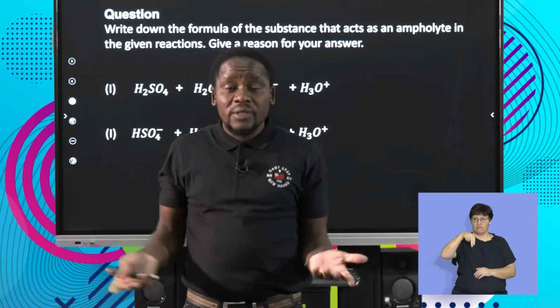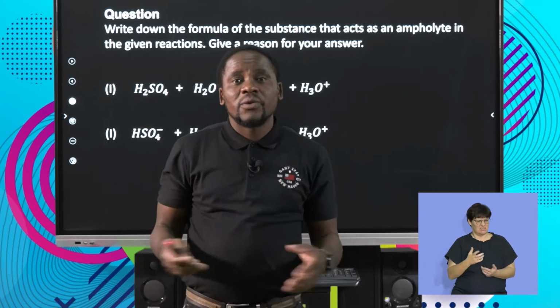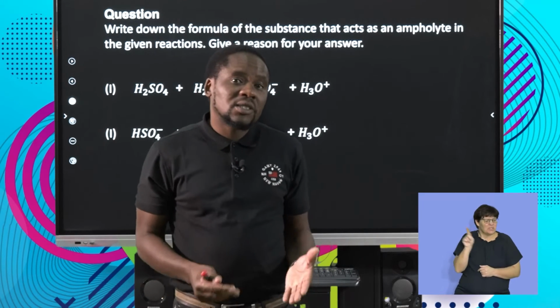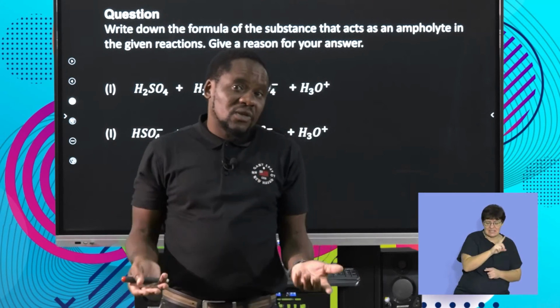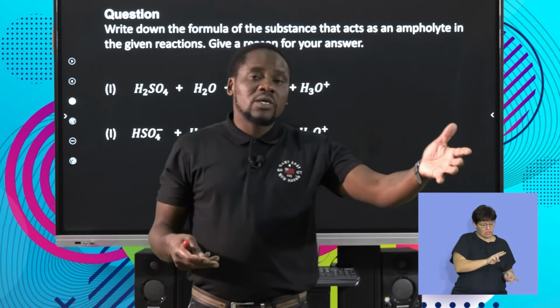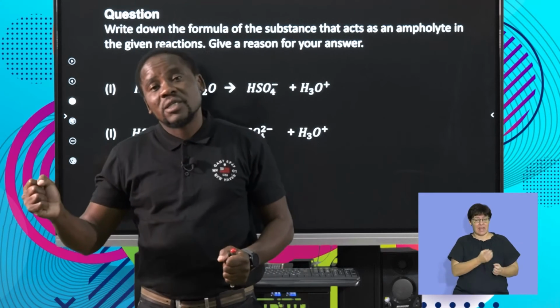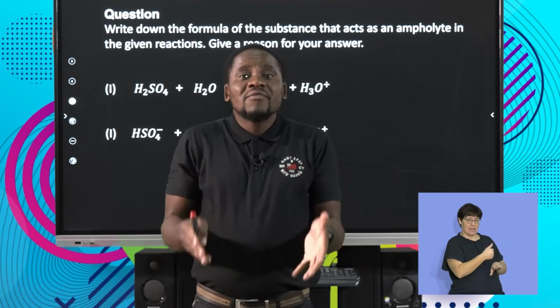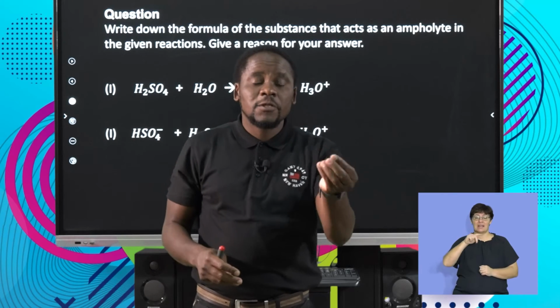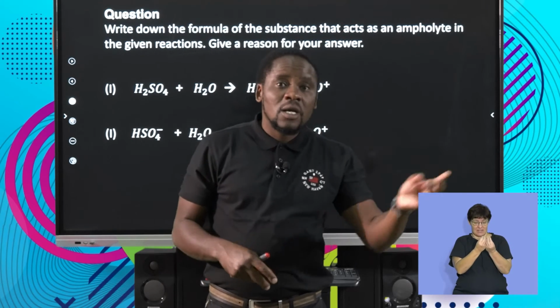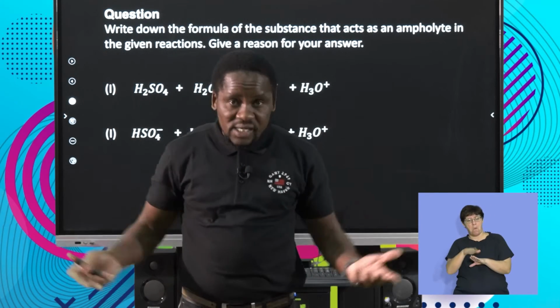Then we need to ask ourselves what an ampholyte is. You know, in the context of acids and bases with respect to the transfer of protons, there is a proton donor, which is an acid. There's a proton acceptor, which is a base. So an ampholyte is typically that substance that can act as an acid or a base in different reactions, right?